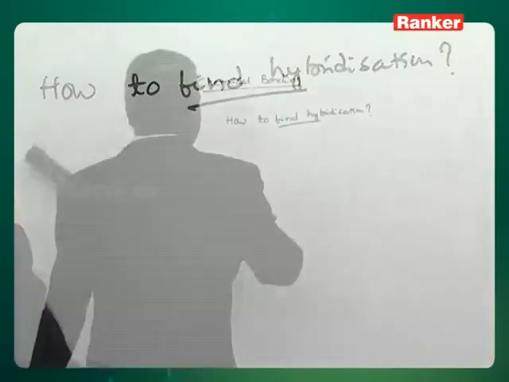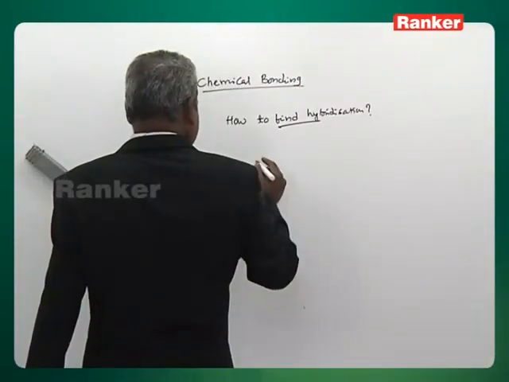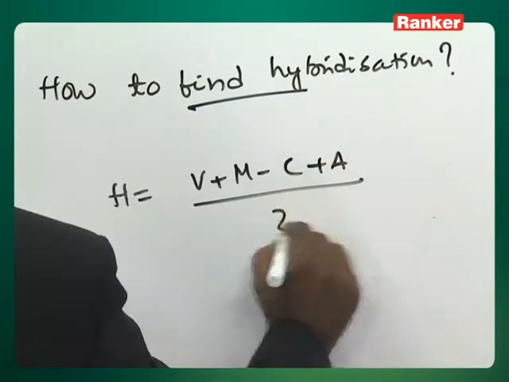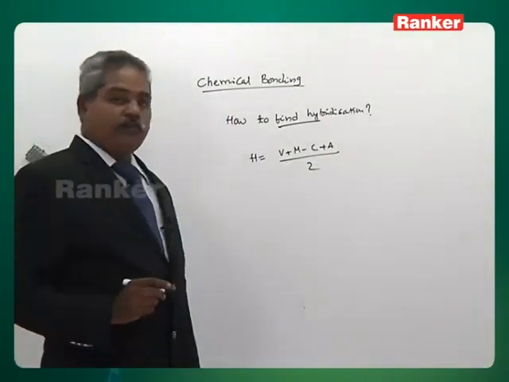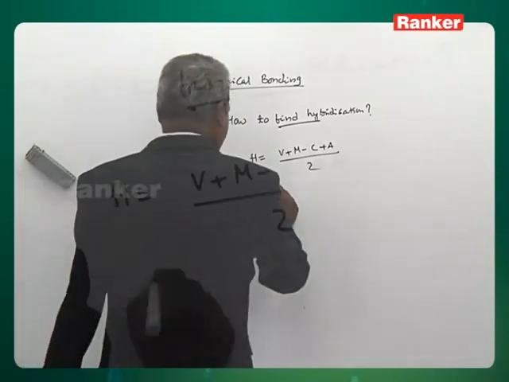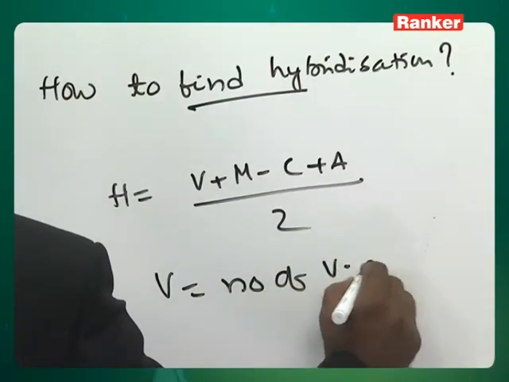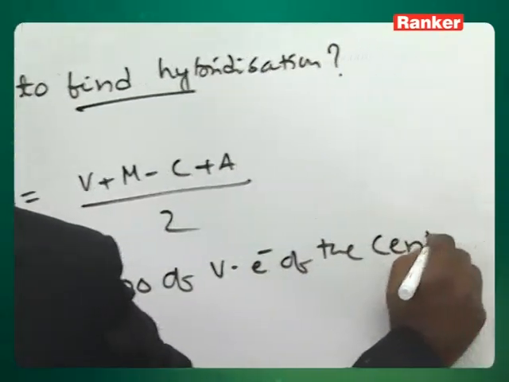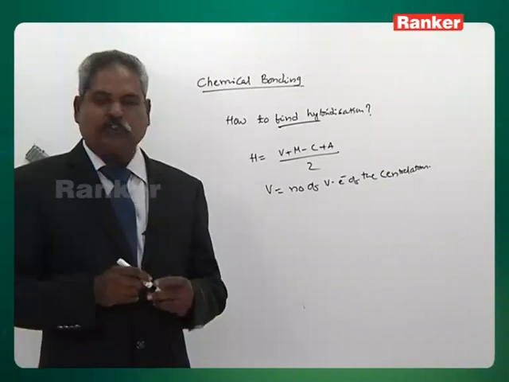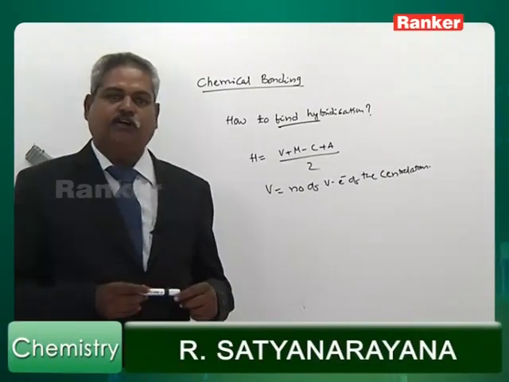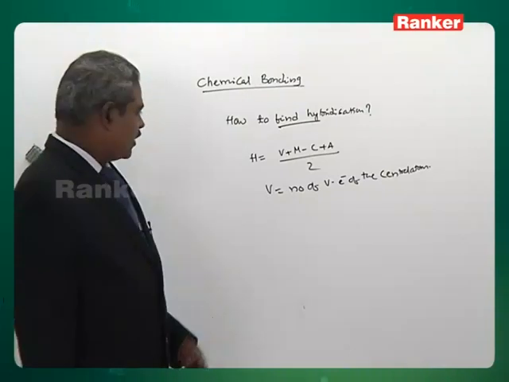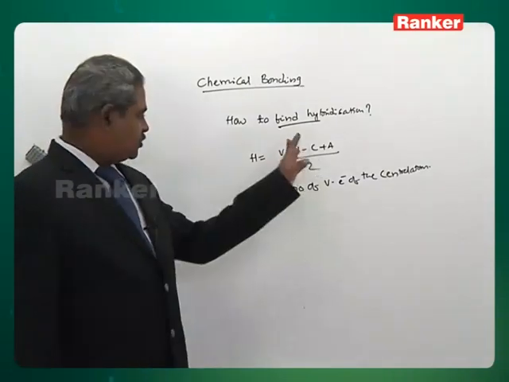How to find hybridization in most cases? H is equal to (V plus M minus C plus A) by 2. Don't worry about the hugeness of this formula. It's no big formula. Its application is quite simple. V is the number of valence electrons of the central atom. In most cases, that is the group number, except in the case of xenon. Because xenon happens to be in the zero group, but the valence electrons are 8. So, for this purpose, we say xenon belongs to the 8th group.